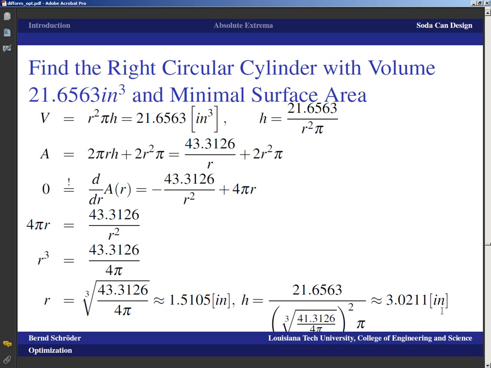And here's where things get a little bit problematic, because that's not the shape of a soda can, because remember, the radius is half the diameter, so this proposed shape has diameter 3.02 inches, and it's got height 3.02 inches, so that thing looks more like a tuna can or a cube than like an actual soda can. So what's going on here?